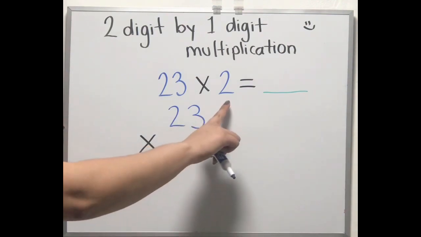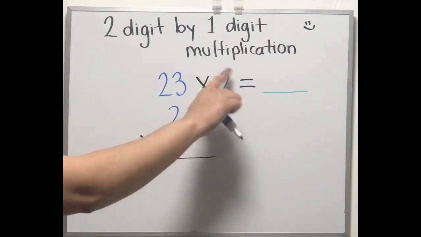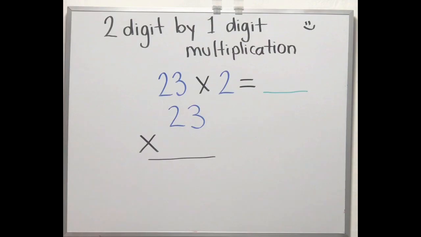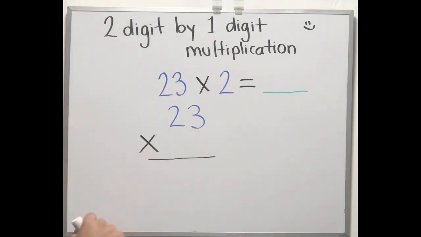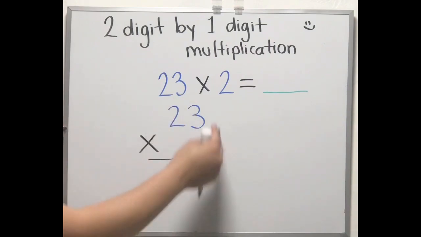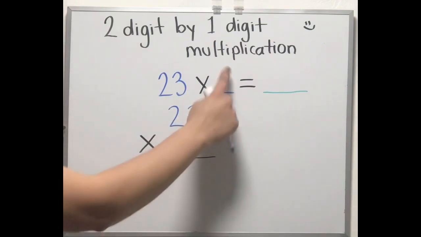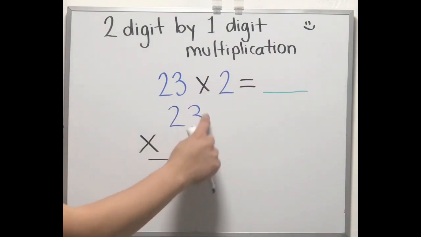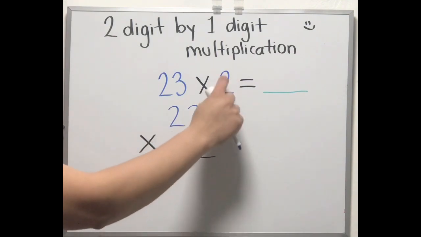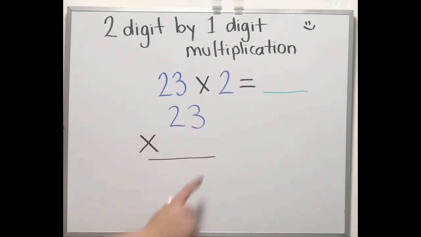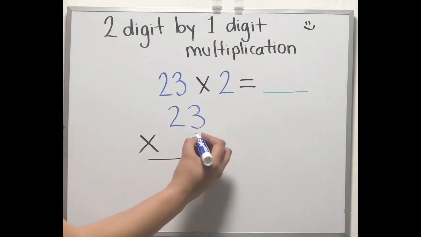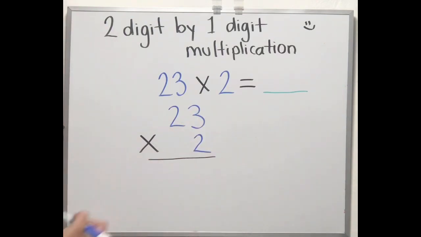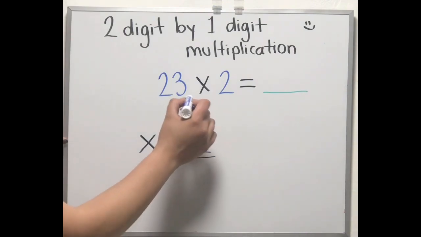And then if you notice, this one is only a ones, right? It's in the ones place. This one's on the tens, this one's on the ones. So when you write it, make sure that you put the ones under the ones, not under the tens, because this is not a 20, it's only a 2. So make sure to put it under the ones, okay? Just like that.